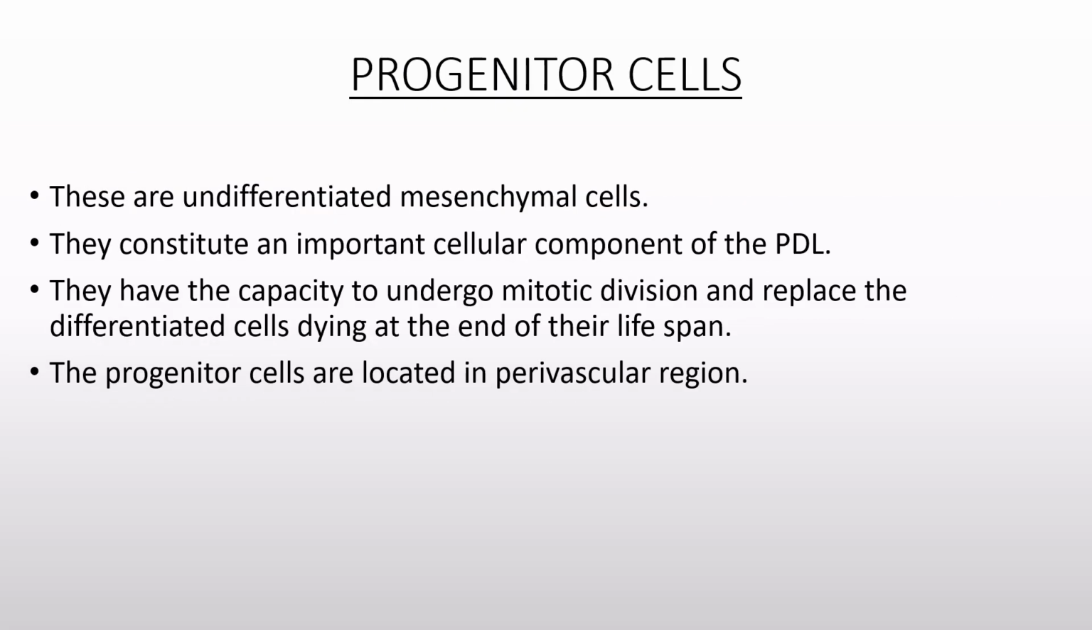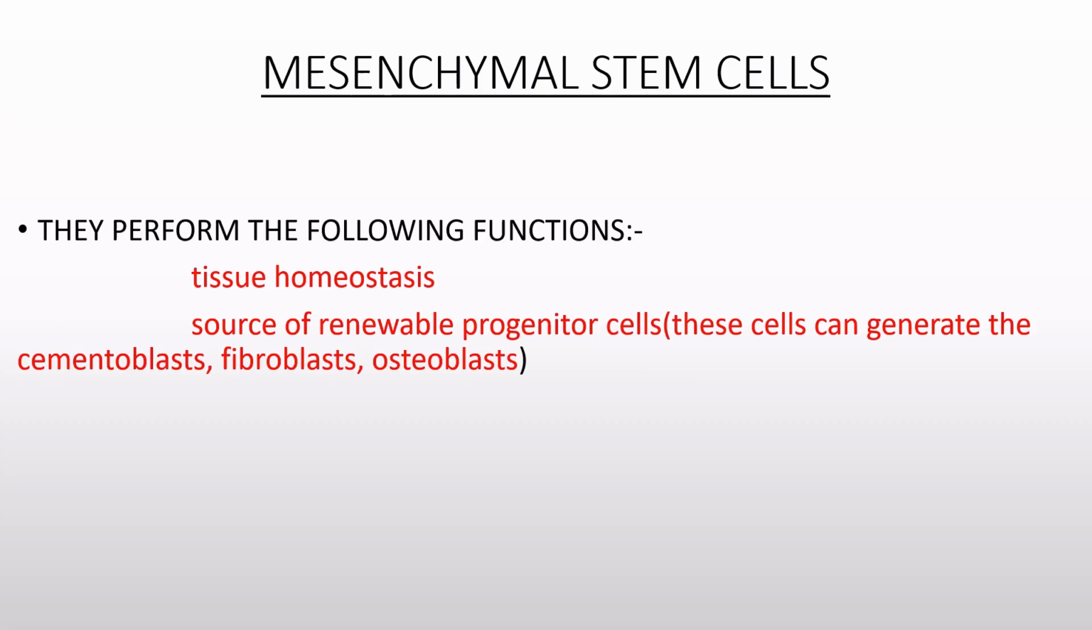Coming to the progenitor cells, these are the undifferentiated mesenchymal cells which constitute an important cellular component of the periodontal ligament, having the capacity to undergo mitotic division. They replace the differentiated cells dying at the end of their lifespan. These cells are located mainly in the perivascular region. Coming to the mesenchymal stem cells, they perform functions which include tissue homeostasis, and they are sources of renewable progenitor cells.